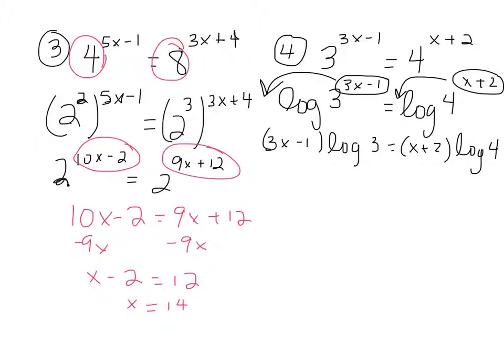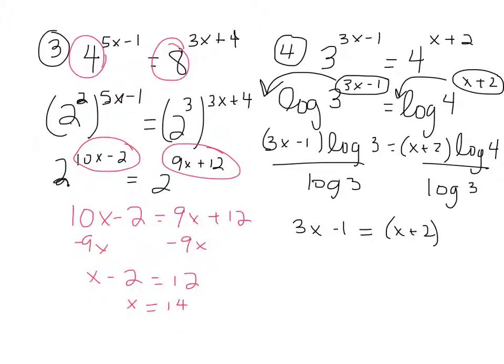Log of 3 and log of 4 are both numbers, so you could multiply those numbers in. Now what I typically like to do is only have one decimal number that I'm working with. So I will divide by log of 3, so that I get 3x minus 1 is equal to x plus 2 times log of 4 over log of 3, which is a number. So I'm going to find that number on my calculator. So I'm doing log of 4 divided by log of 3.